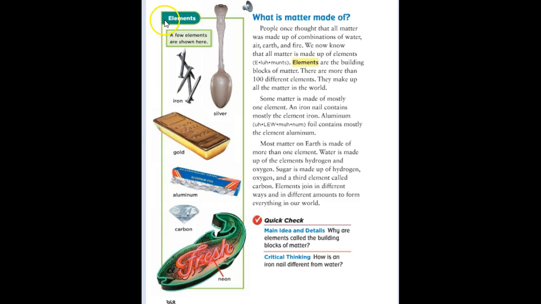All right, so this text feature here is, remember, text features help us understand the text. And so that was a lot of new information, so it was really good that they put in some pictures so that we can see what they're talking about. A few elements are shown here. So silver is an element, and that's what this spoon is made of. Iron is made of nails. Gold is an element, aluminum, carbon, and neon. Neon is a gas that runs through signs. When you see signs lit up like this, there is an actual gas inside it that is reacting and lighting up.